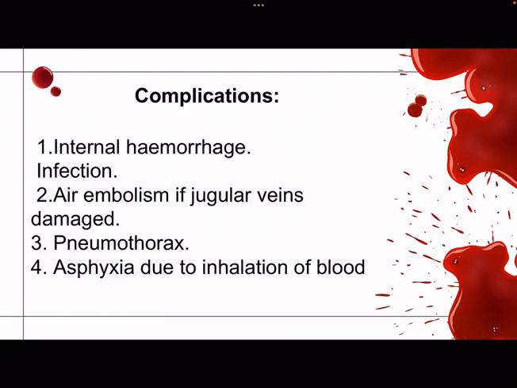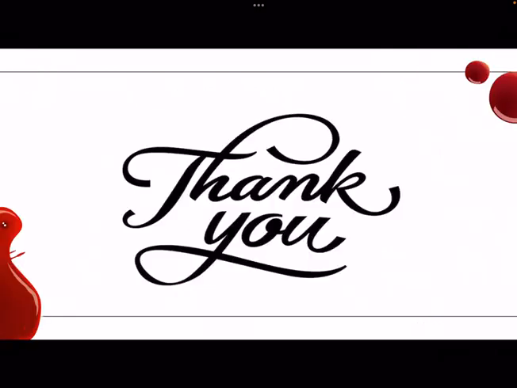What are the different complications of a stab wound? Internal hemorrhage can occur. Why can internal hemorrhage occur? Because the knife penetrates the tissues or organs, certain vessels will be damaged. So this results in internal hemorrhage. If jugular veins are damaged, then it results in air embolism. There can be pneumothorax and asphyxia, which means the person cannot breathe due to inhalation of blood. So these are a few complications of stab wound. That's all in this video.